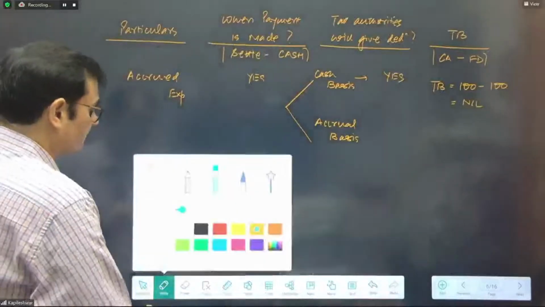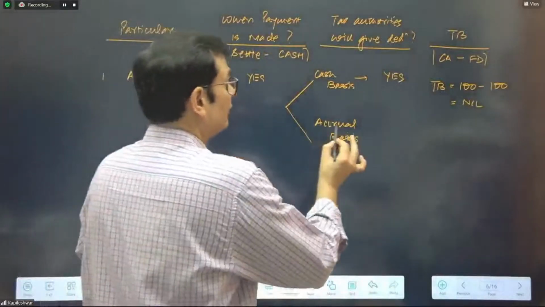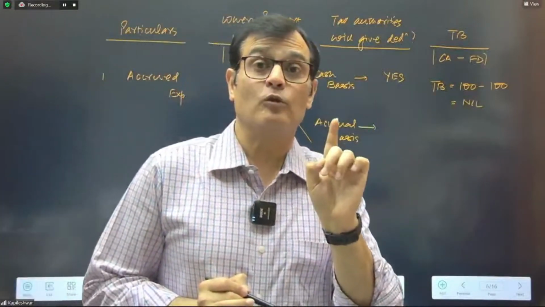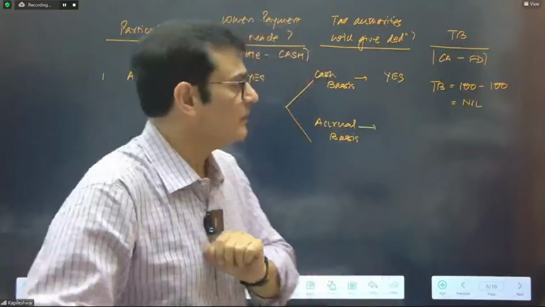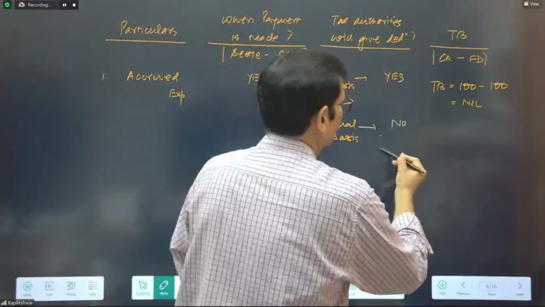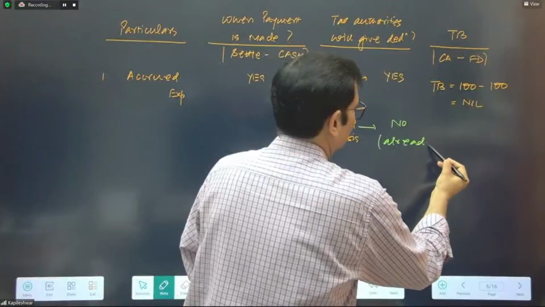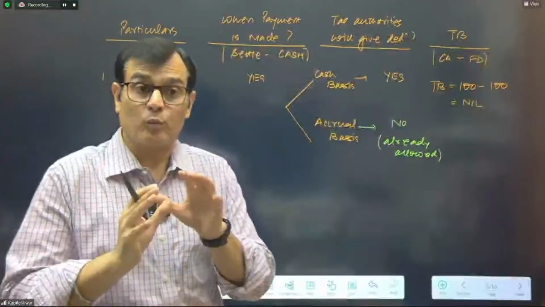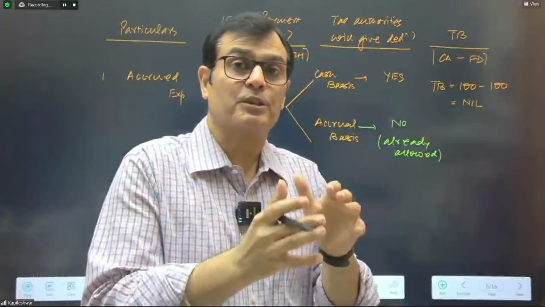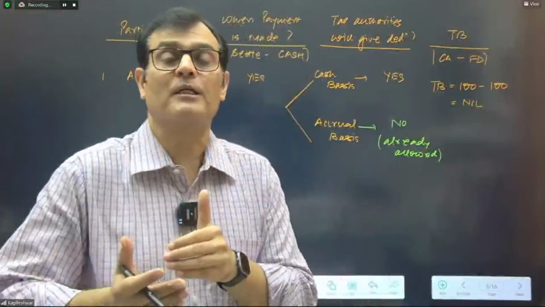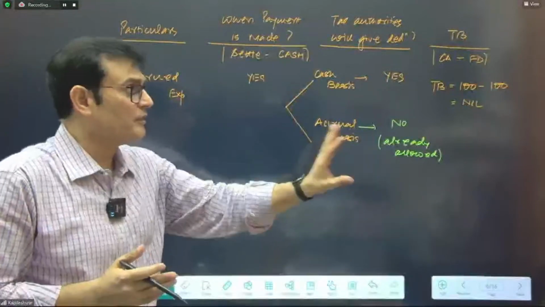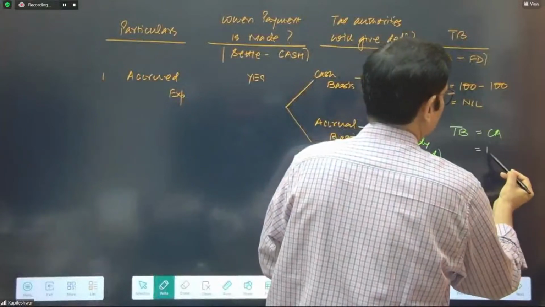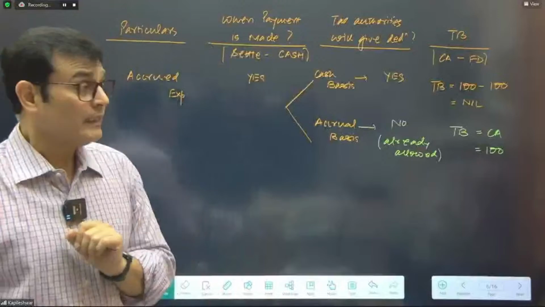Let's look at the other chain of thought. Here, if they say we will allow it on accrual basis, when you make a payment, will they give you a deduction? No. Reason? It is already allowed. They already gave you a deduction, because when the expense was accrued, they gave you a deduction at that time. So when you make a payment, they will not give you a double deduction. So there will be no deduction if it is already allowed. In this case, the tax base and the carrying amount are going to be equal. And just think logically.